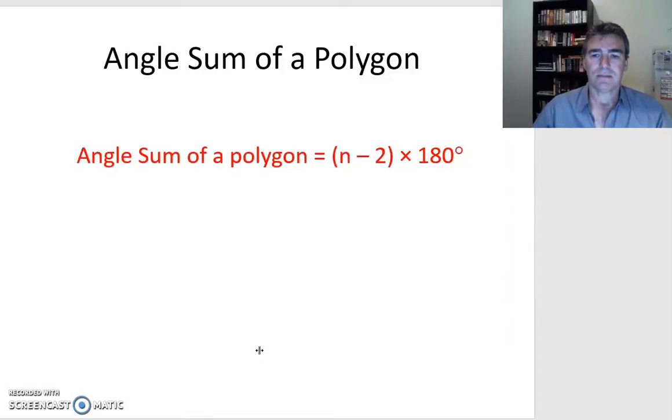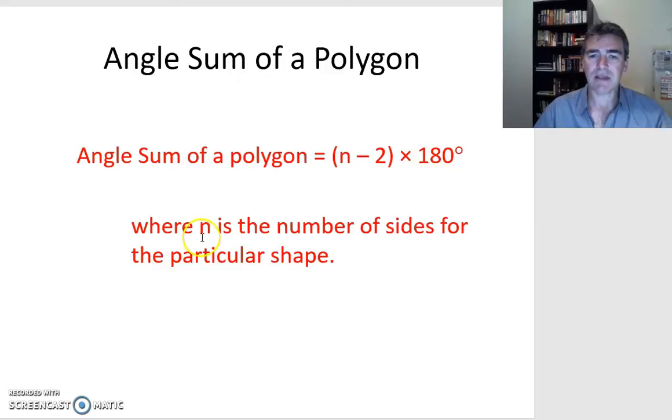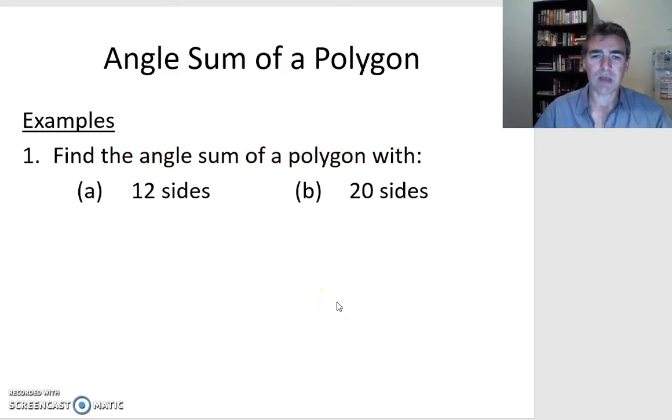So, as a summary, an angle sum of a polygon is the number of sides minus 2. That tells us the number of triangles, and then I times it by 180 degrees because that's the angle sum of each triangle. Remember, n is the number of sides of the particular shape we're looking at. So what we now need to do is have a look at a couple of examples. Let's find the angle sum of a polygon that has 12 sides.